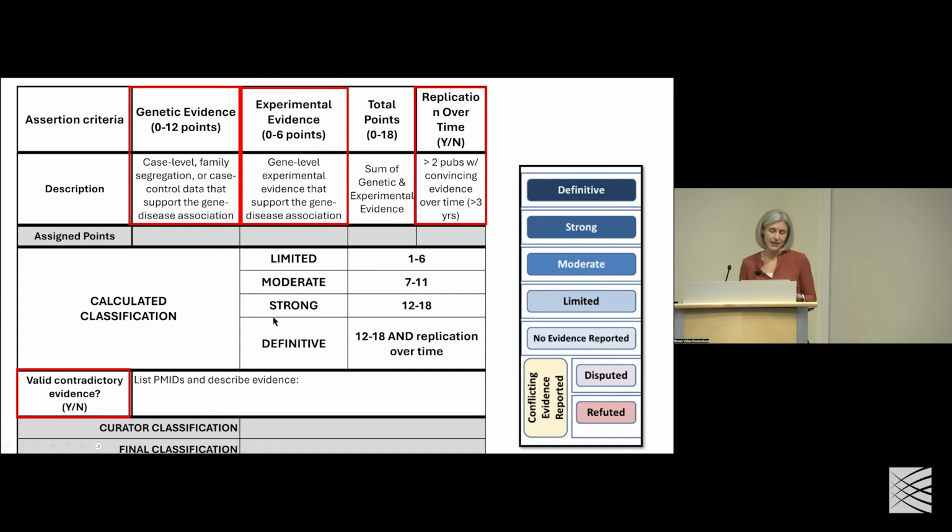Another thing you might notice looking at these categories is that the strong and definitive categories actually have the same number of points. The distinction between these categories is really that the gene has stood the test of time, as they say, that there's been at least 3 years since the initial publication of the gene and no significant conflicting evidence has come up in the meantime.